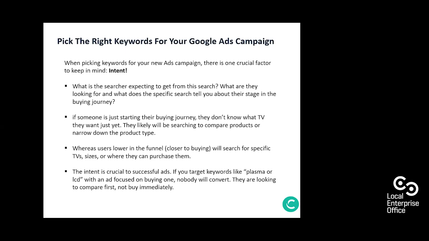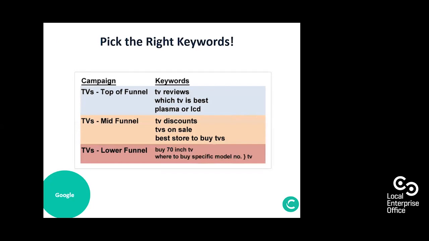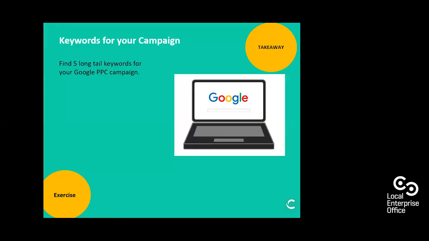So if you target keywords like plasma or LCD with an ad focused on buying one, no one will convert. They're looking to compare first, not buy immediately. So in the example of TV here, again, we relate this back to the online marketing funnel: the top, middle, and lower of the funnel. What we can see here is when people are at the lower end of the funnel, closer to converting, typically they will put more information, more words in there. In other words, they will use long tail keywords or long tail searches ahead of short tail.